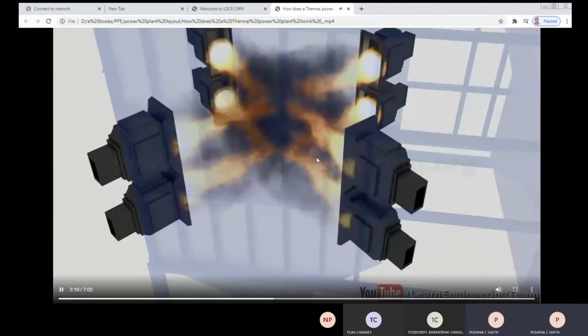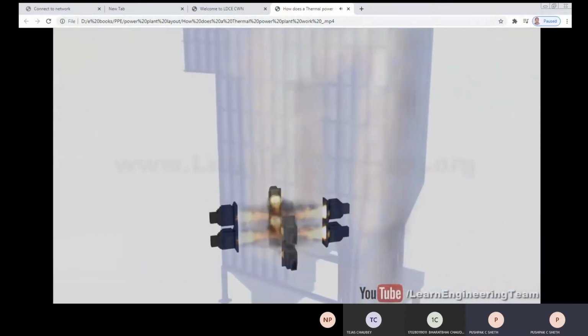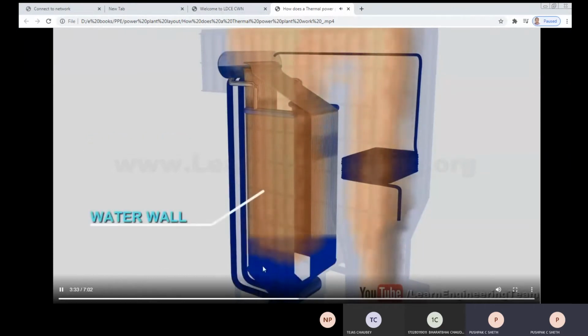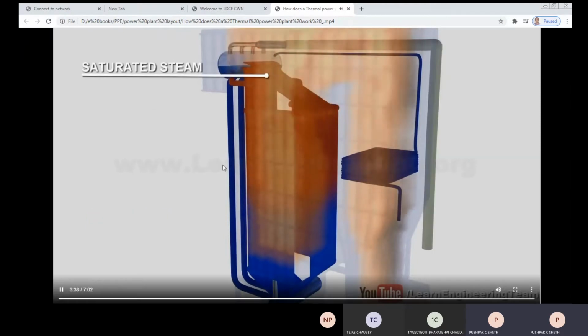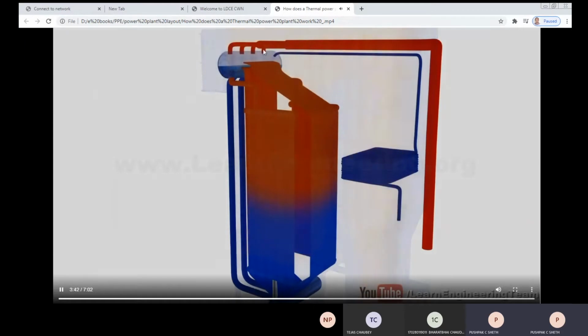So you can see these are all the burners, and heat is added to the boiler tubes, the water tubes, and that will be converted into steam. You can see the path of the flue gases over here also. Basically, you can see this blue that indicates the water. Water is coming down and it is going up there, right? After heating, that is converted into steam.